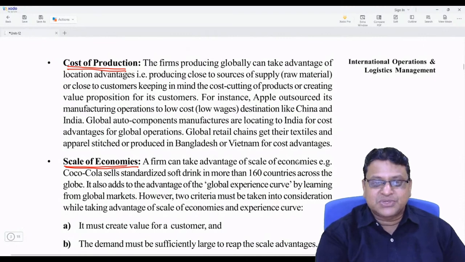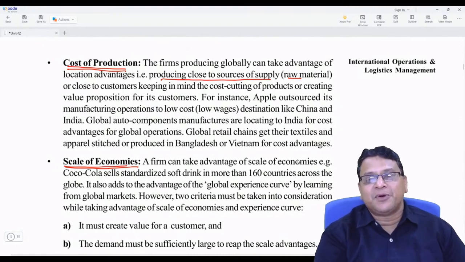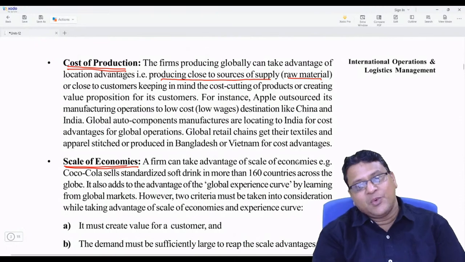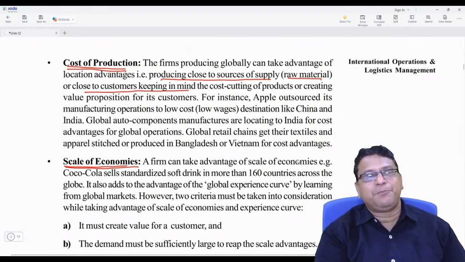How can cost be reduced? Cost can be reduced if you produce close to the source of supply of raw material. That means the transportation cost of raw material will be less, and you can obtain the raw material at cheaper cost. Or, keeping your customers in mind, you can produce near to your customers.